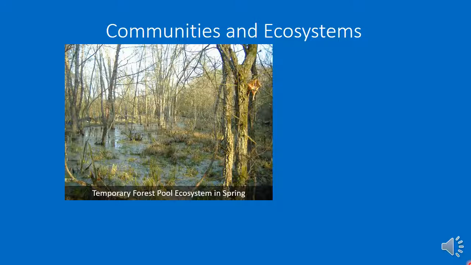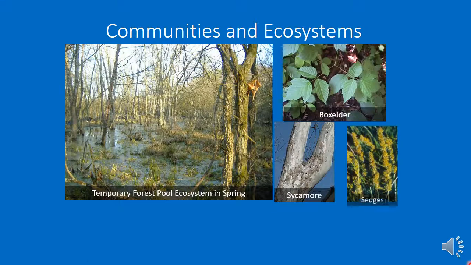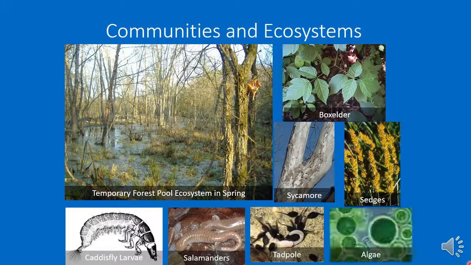So if we look at this, flooded woods, and we have this temporary forest pool. In the springtime, it's kind of wet in Kentucky. It gets flooded. Maybe August it dries up. But in the spring, it's flooded. So what do you think might be in there? Well, we've got all these trees and plants and salamanders and insects, all this stuff working together, maybe fighting each other, living in the same area.